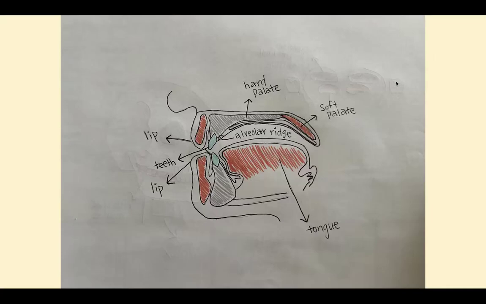Okay, so today we're going to talk about articulation, or in other words, when we produce speech or the words that I'm saying. Articulation is taking the muscles in our mouth and producing those different sounds.